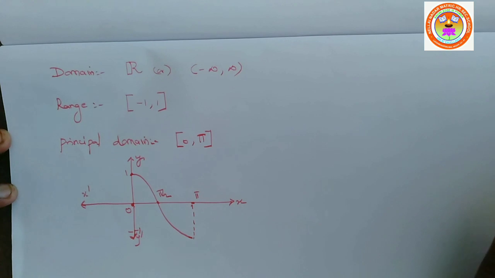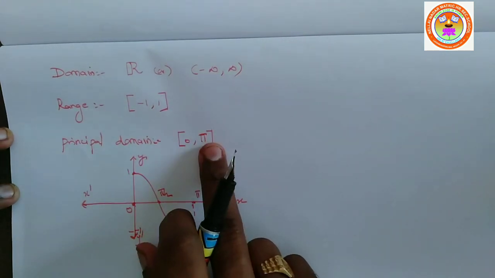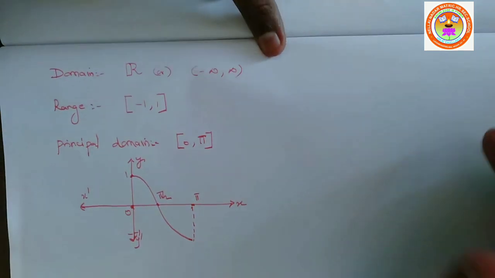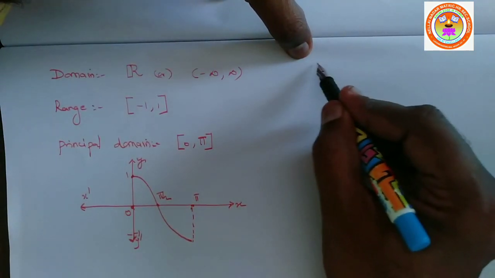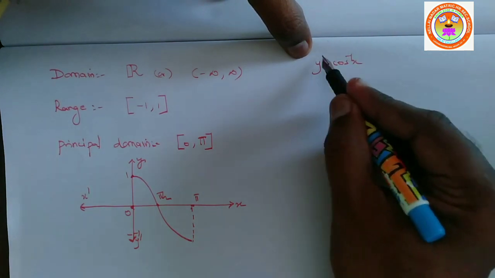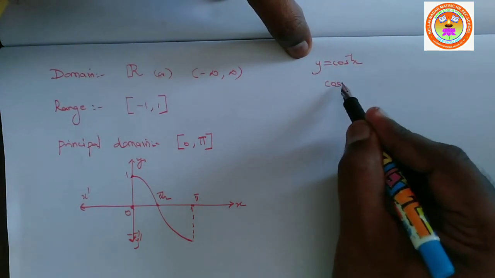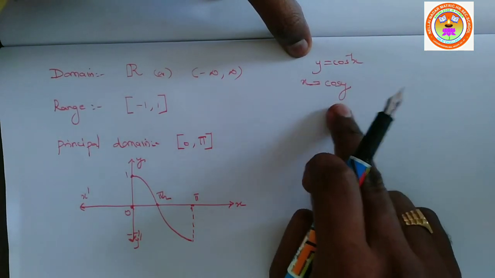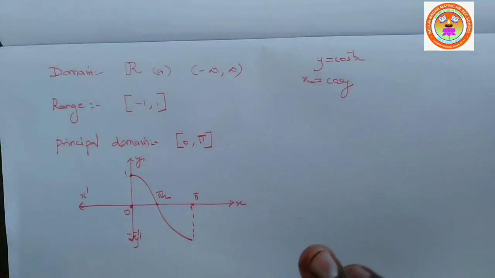Using the principal domain only, we are able to find all the values using the properties also. So next we will move towards the inverse function. That is, we can take y is equal to cos inverse of x. If cos inverse goes to the other side, it becomes cos y. Therefore, cos y is equal to x. The same procedure we did in sin inverse of x also. So x is equal to cos y.